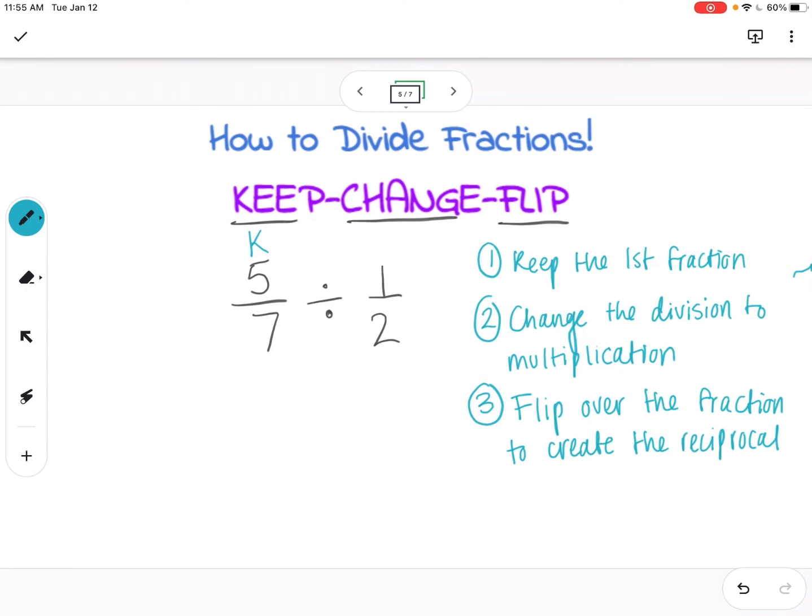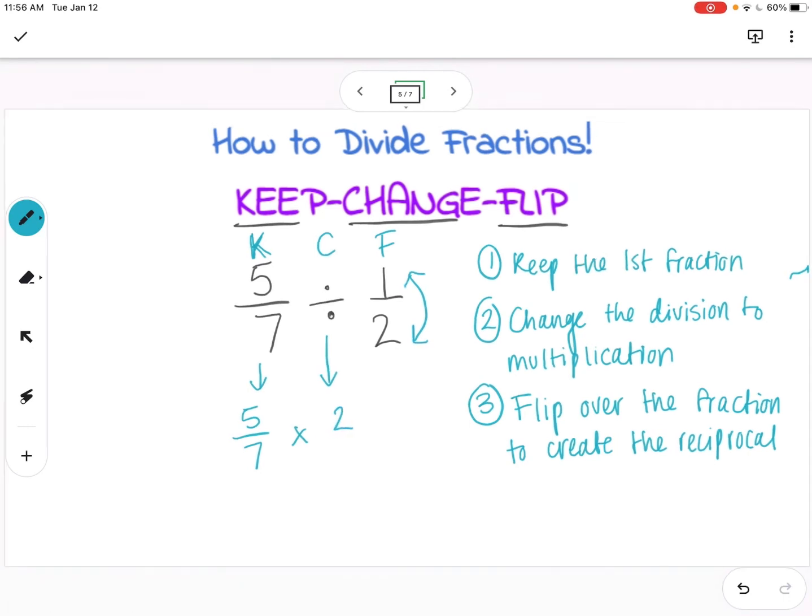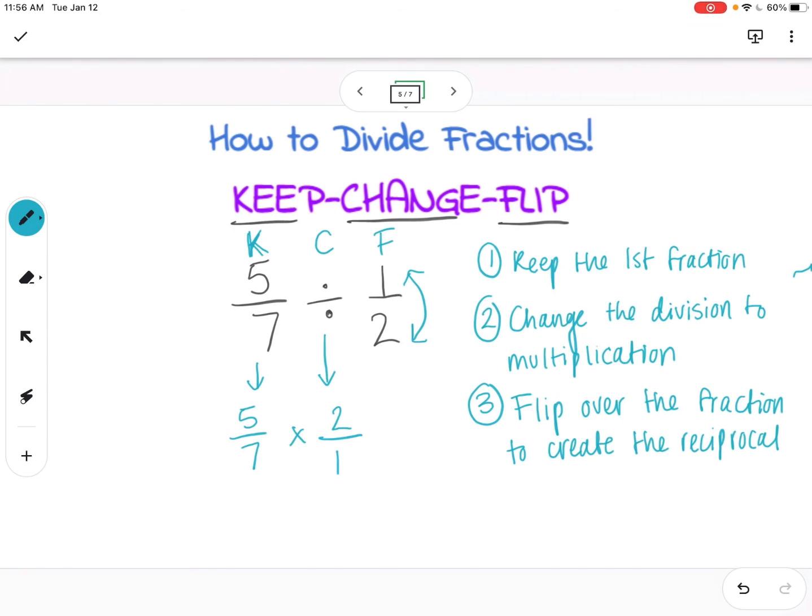All right, so we are going to keep the 5/7 as it is. So right below, I'm going to write that. Change, we are going to change from division to multiplication. And flip, we are going to flip this fraction upside down. And now we have set up this problem and we know how to solve it correctly. So we're going to do 5 times 2, which we know is 10, and 7 times 1, which we know is 7. So our answer here is 10 over 7, but remember our top should never be bigger than our bottom. So we're going to simplify this.